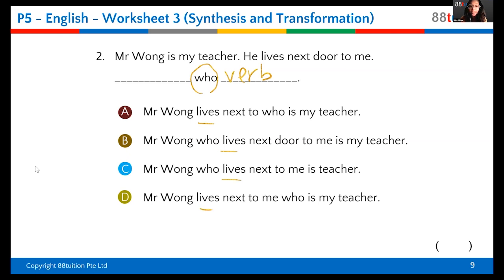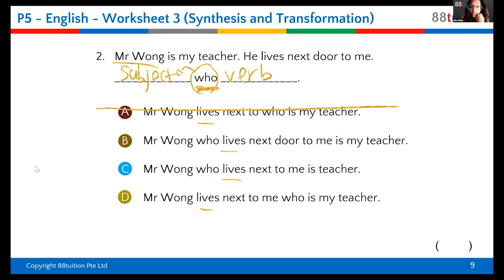There's nothing wrong. In front of who must be the person you're talking about, the subject. The subject is the one doing the verb, okay? The one doing the action. Verbs are action words, right? So the subject here is Mr. Wong, obviously, right? So Mr. Wong must be followed by who. Whenever there's who, that's the conjunction. If you're using that word to join, in front must be a subject.